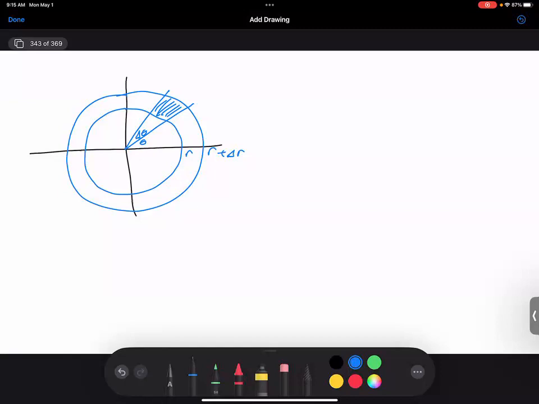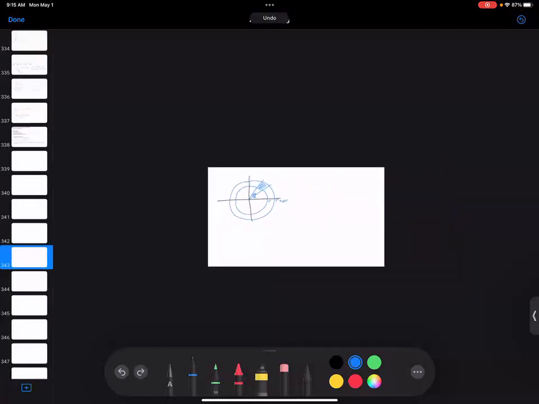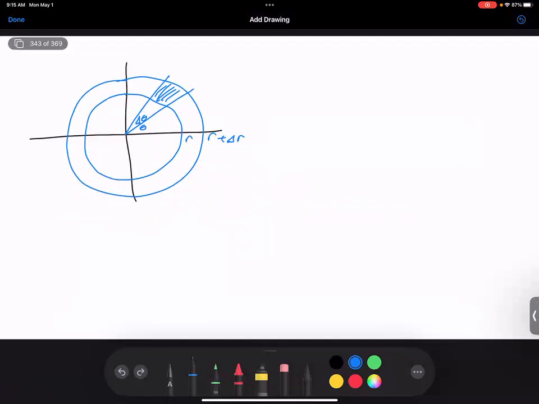Good, so it's the area of the outside minus the area of the inside. So it would be pi (r plus delta r) squared minus pi r squared. That'd be the area of the big circle minus the area of the smaller circle. But then what fraction of this do I have? Delta theta over 2 pi. And as a quick check, if delta theta equals 2 pi, I have the whole thing. If delta theta is 0, I have nothing. If delta theta equals pi, I have half. So that's going to be the area of that little segment.